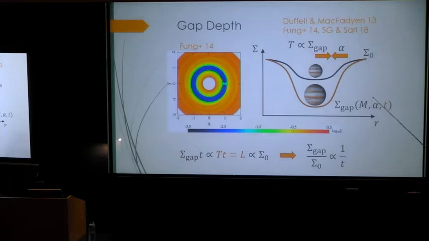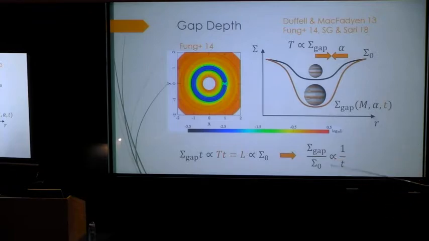And you can show that this transformation, in order to do it, you have to change the angular momentum by some amount, which depends on sigma naught, the density near the edge of the gap. This is because the center of the gap is already depleted by orders of magnitude, so most of the mass and most of the angular momentum are located here near the edge. So when you write down an equation like this, you can solve it, and you find that the density at the bottom of the gap drops like 1 over t, where t is how much time the planet had to carve out the gap. So this is way too simplistic.